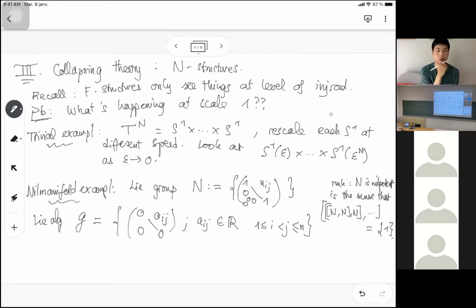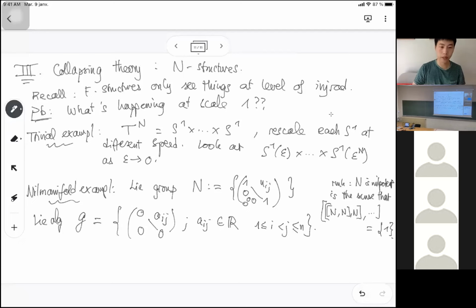And you want to put a metric on your Lie group N. In order to do that, you just need to put a metric on the Lie algebra, so the tangent space of N at the identity, and then you push this metric using the action of N over itself, and you get the left invariant metric. So that's the plan.